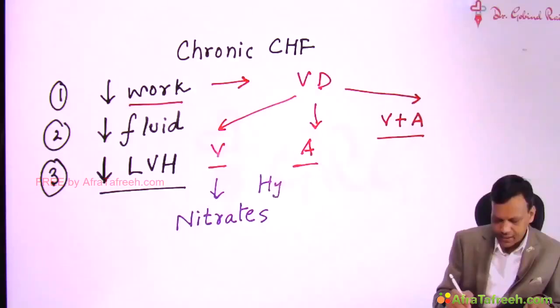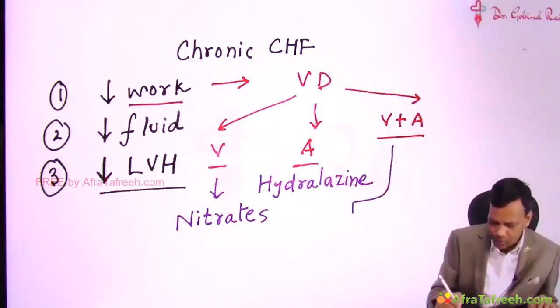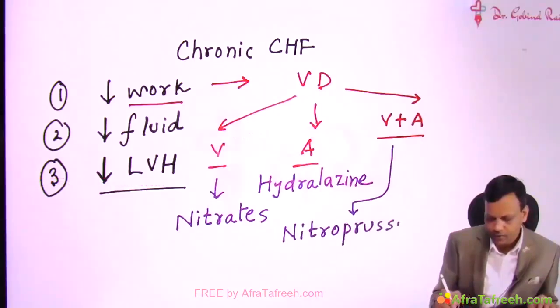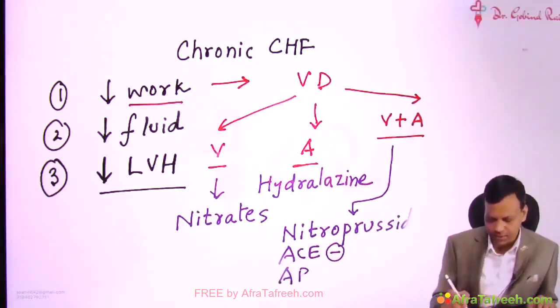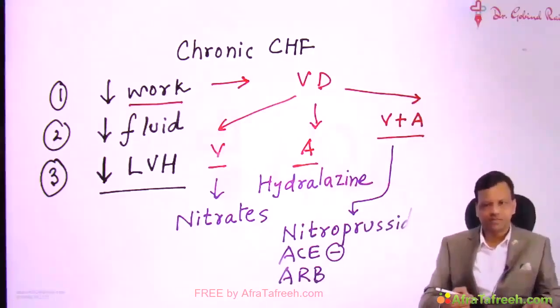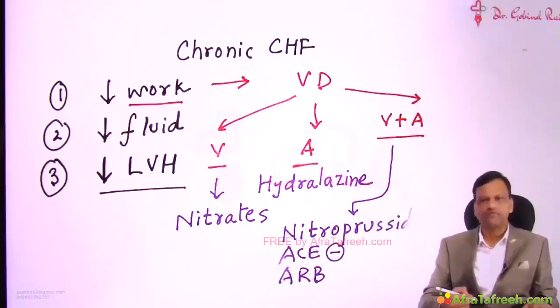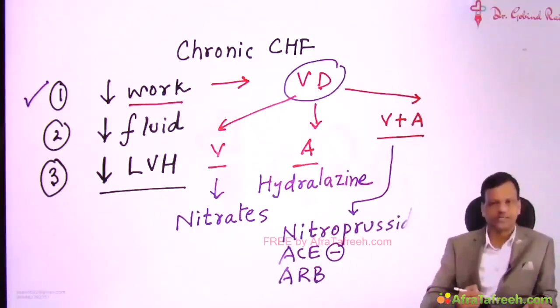The main arterial dilator is hydralazine. So hydralazine mainly decreases afterload. On the other hand, drugs dilating both veins and arteries include sodium nitroprusside, ACE inhibitors, and angiotensin receptor blockers. So sodium nitroprusside, ACE inhibitors, and angiotensin receptor blockers dilate both veins and arteries, so they can reduce both preload and afterload. So the first aim was to reduce work, which we can do by giving vasodilators.